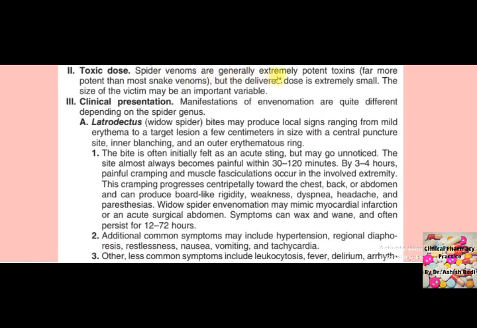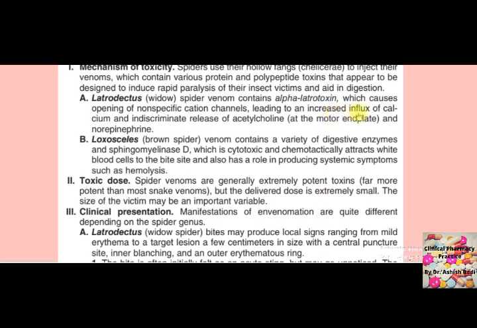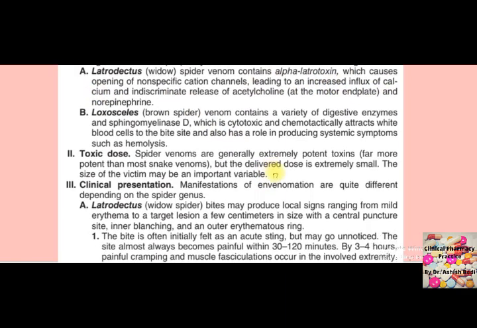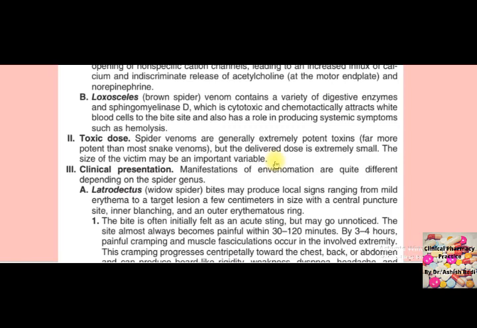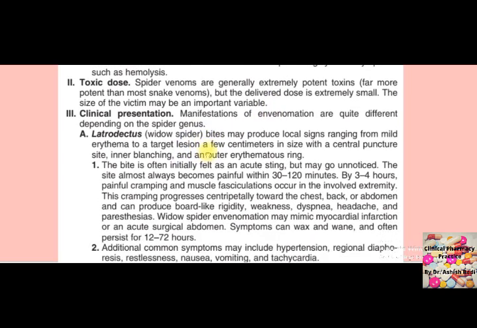What occurs in toxic doses? Spider venoms are generally extremely potent toxins, as I already discussed. They open non-specific cation channels, leading to increased influx of calcium. They also release acetylcholine at the motor end plate as well as norepinephrine, meaning whole autonomic stimulation occurs.